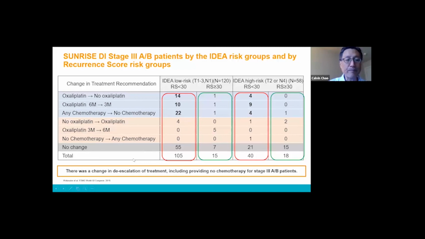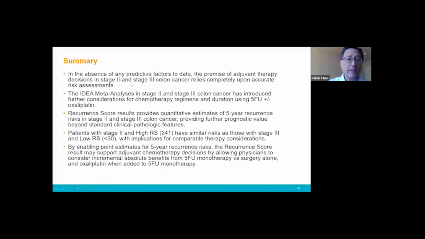There were fewer patients that actually escalated their therapies, and I think that the numbers are relatively small for any conclusions there. In summary, in the absence of any predictive factors to date, right, colon cancer is still a disease where it's not like breast cancer where we have something that predicts chemo benefit. So in the absence of any prediction, the premise of adjuvant therapy decisions in stage 2 and stage 3 colon cancer relies completely on accurate risk assessments.